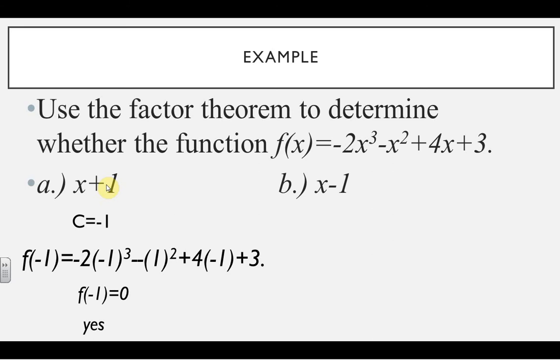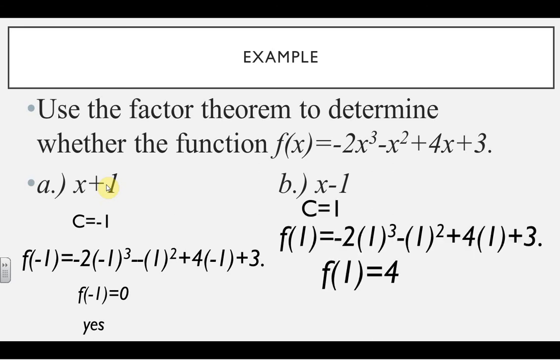That's the difference. So x minus 1 means I'm plugging in positive 1. Does it have a remainder? If I plug in positive 1, I pop out a 4. So it does have a remainder, so it is not a factor. Look at that. That's that easy.